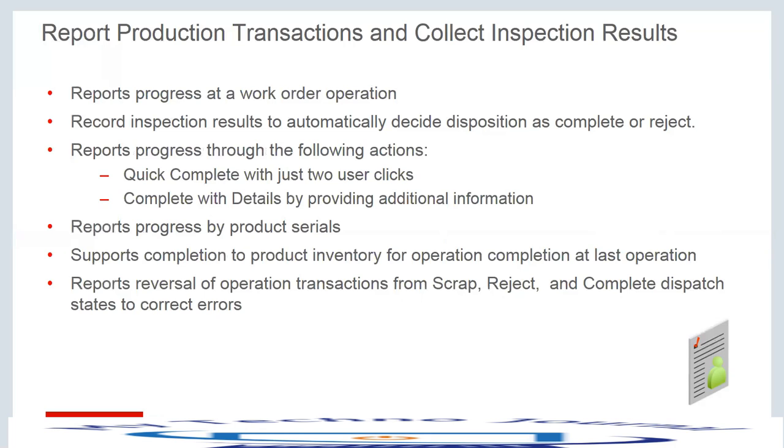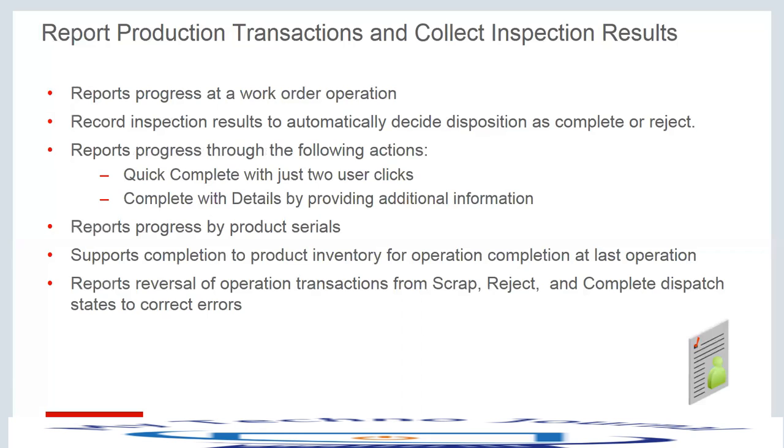And it supports completions to product inventory for operation completion at the last operation. We don't have any separate transaction as such, meaning a complete transaction for a particular product. Rather, the last operation which you complete for a particular work order tells that that is the completion operation for that work order. We don't have a separate transaction for completing a work order. That last operation itself denotes the completion of a particular work order.